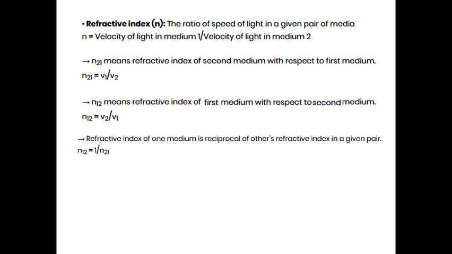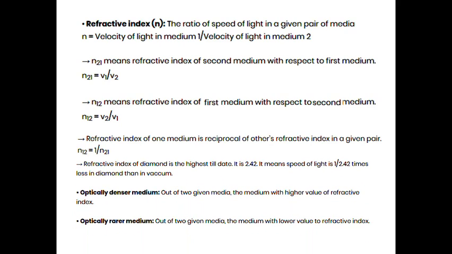Again I'll explain. N21 is refractive index of second medium with respect to first medium, that is the velocity of first divided by velocity of second, whereas the other one is refractive index of first medium with respect to second medium, that means velocity of second divided by velocity of first.